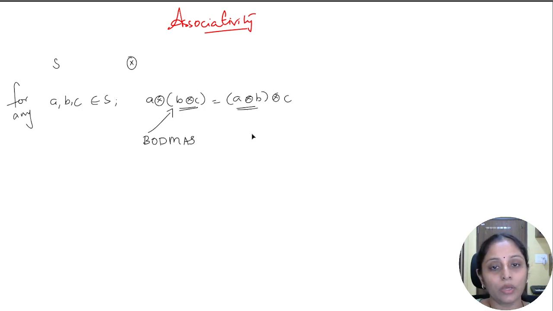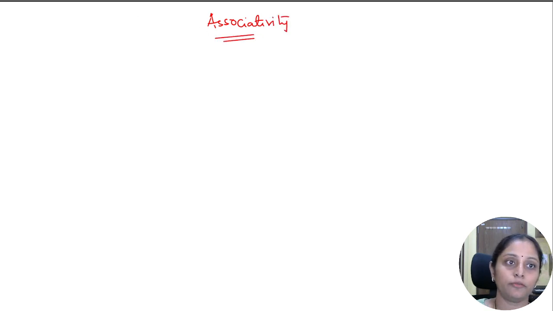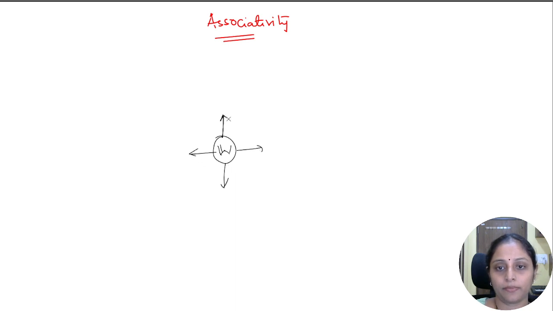So let's look at the associative property for the set of whole numbers. Associativity for the set of whole numbers. So here, first I am going to take any three elements from the set of whole numbers. I am going to take 5, 3, 2.